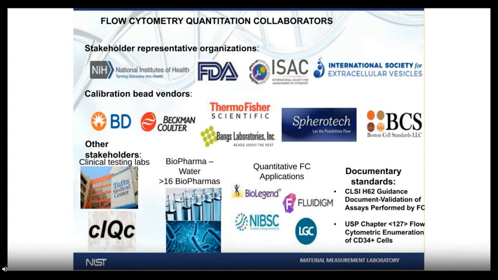We've also worked with other collaborators for other types of quantitative applications, including BioLegend, Fluidigm, and IBSC and LGC. We've also been involved in the development of documentary standards, such as the CLSI standard guidance document H62 for validation of assays performed by flow cytometry, as well as the USP chapter 127 for flow cytometric enumeration of CD34 positive cells.